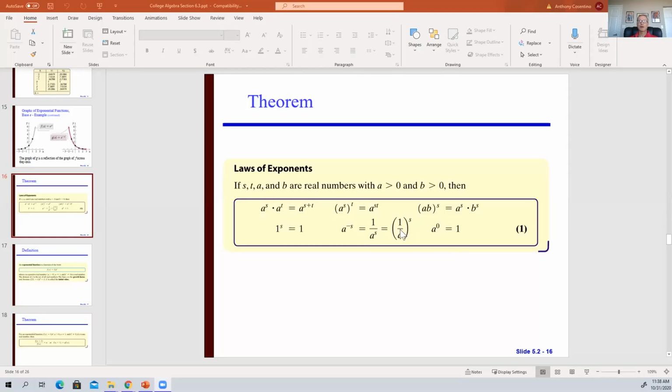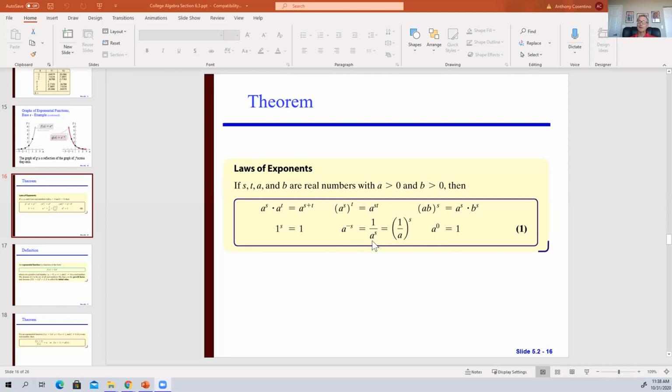So if you look on the slides that have been uploaded, you'll see this is slide 16, and it gives you kind of the laws or the rules for manipulating exponential functions. And again, it's really important that the bases are the same, as you can see. So a is the base. And the ones that are really important is that when we have this minus here, a to the minus s, you see that the base goes down into the denominator.